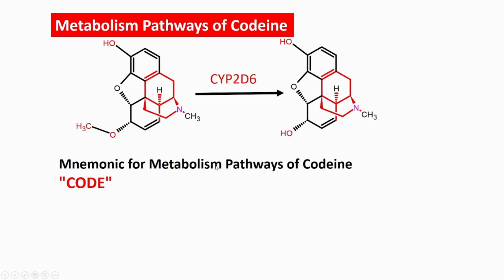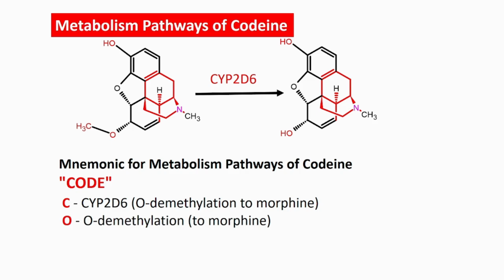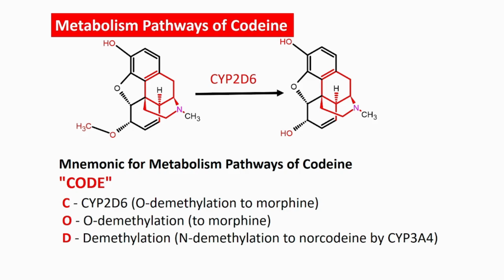Well, in the metabolic pathway of codeine, codeine is 3-methyl morphine, and this undergoes demethylation and makes the active drug morphine, which is done by the CYP2D6 enzyme. So here is a mnemonic for the metabolic pathways of codeine. The mnemonic is CODE: C for CYP2D6, O-demethylation to morphine, D for demethylation and methylation to norcodeine by CYP3A4, E for excretion via the glucuronidation process.